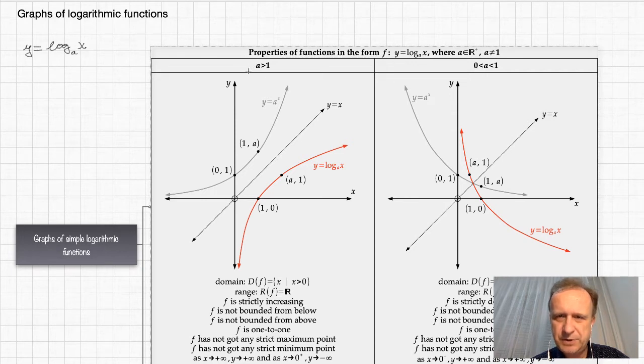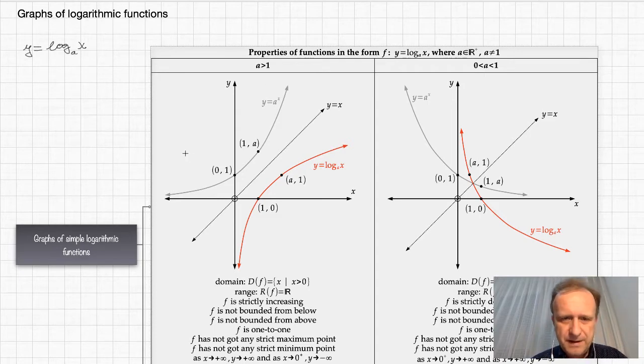In the first situation, a, the base, is greater than 1. For example, a would be 2, like the base 2. And in the second case, the base is between 0 and 1. You already know that for the base to be valid, it has to be positive and different from 1. And hence, there are only two possibilities in regard to 1. It's either greater than 1 or less than 1. Of course, in both cases it has to be greater than 0 as well.